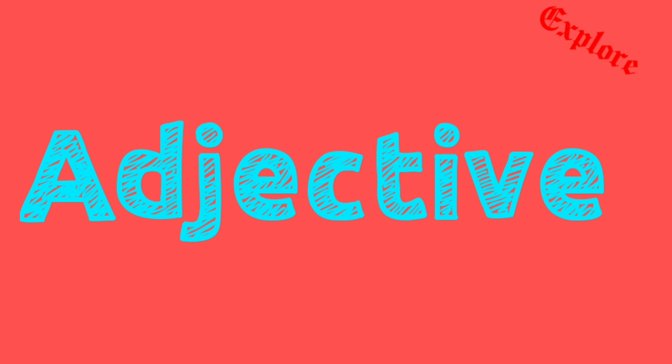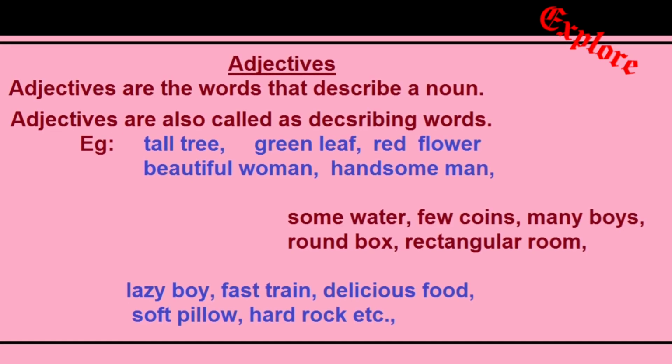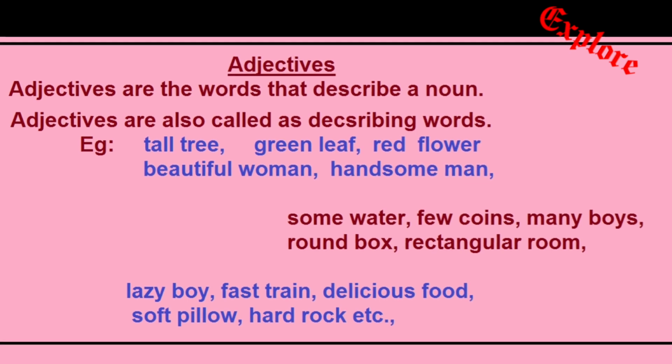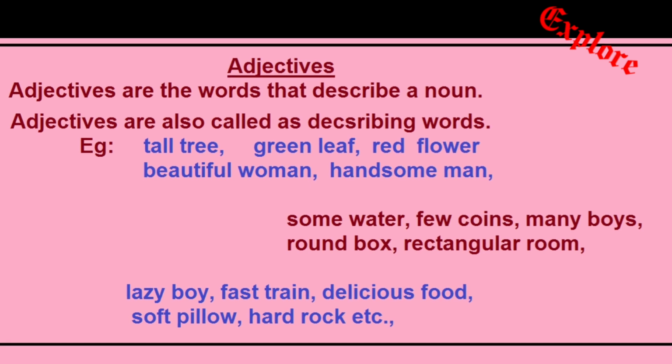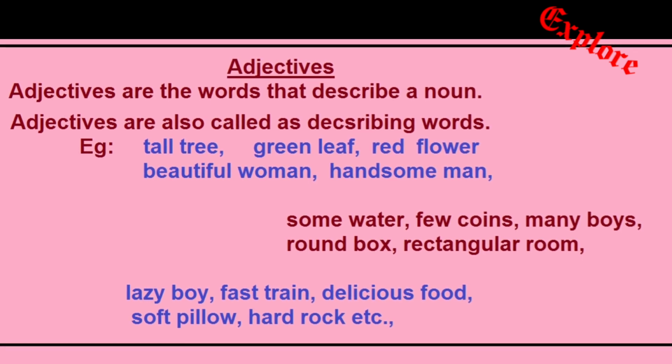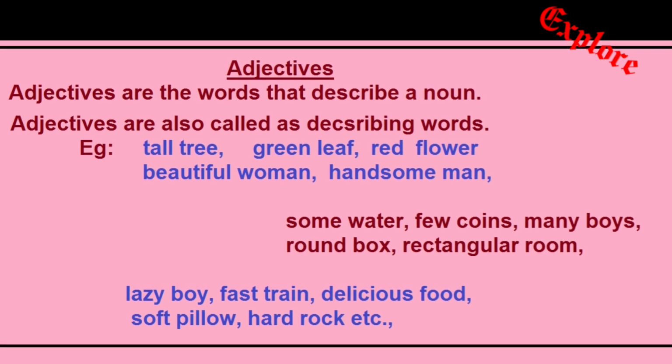Let's see the next part of speech, adjective. Without adjectives, we cannot speak English so well. We couldn't even describe a thing so well without an adjective. So adjectives are the words that describe a noun. Adjectives are also called describing words.